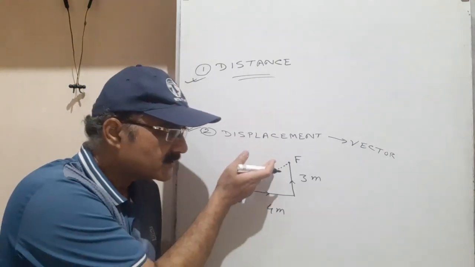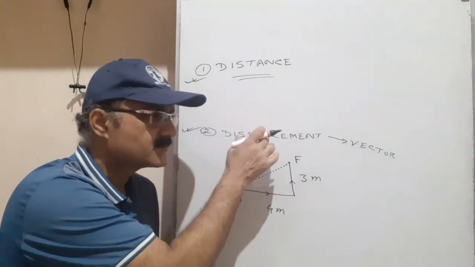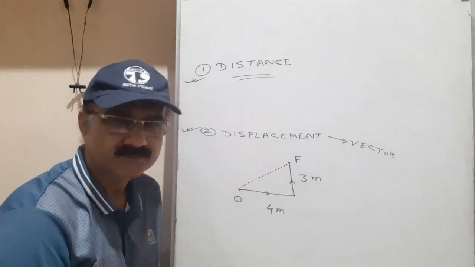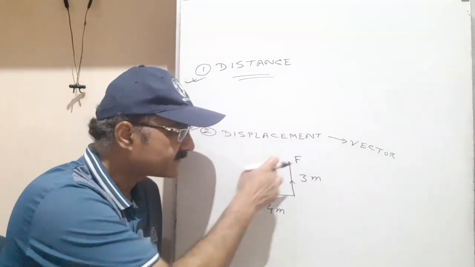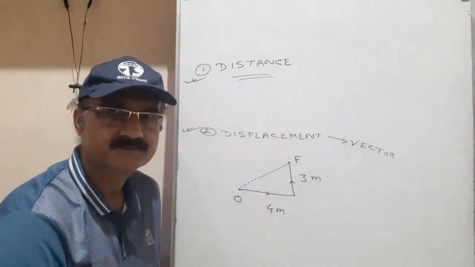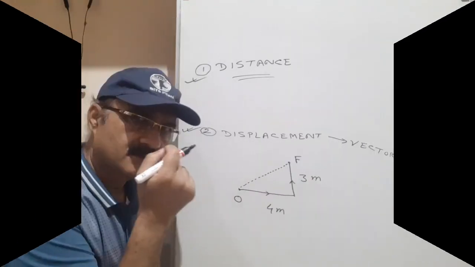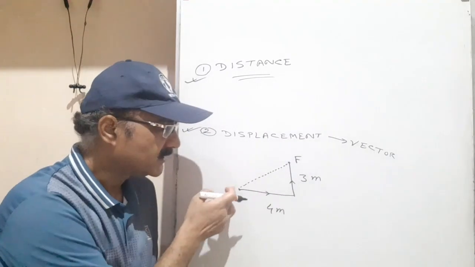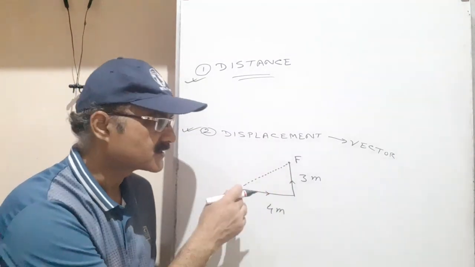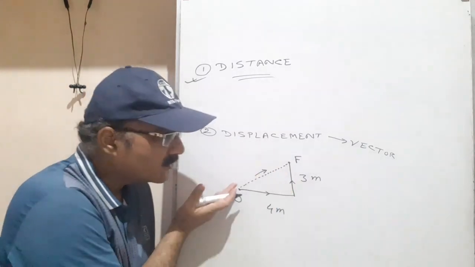Okay, so this doesn't depend on which way the body had traveled. Displacement only depends on the initial point and the final point. Okay, so the length of this line OF will give us the magnitude of the displacement. Clear? Now what about its direction? The direction of displacement is from the initial position to the final position. That means in this case displacement is along this direction, along OF.